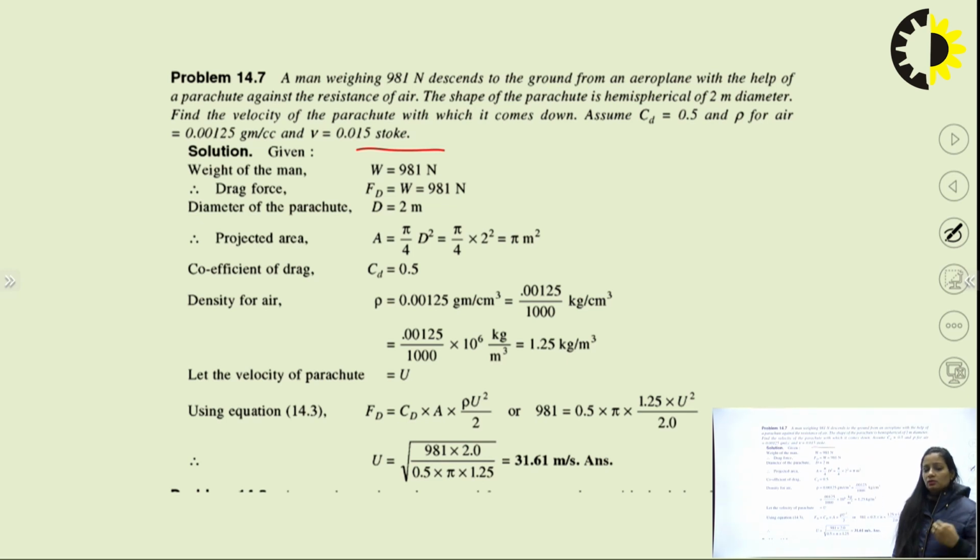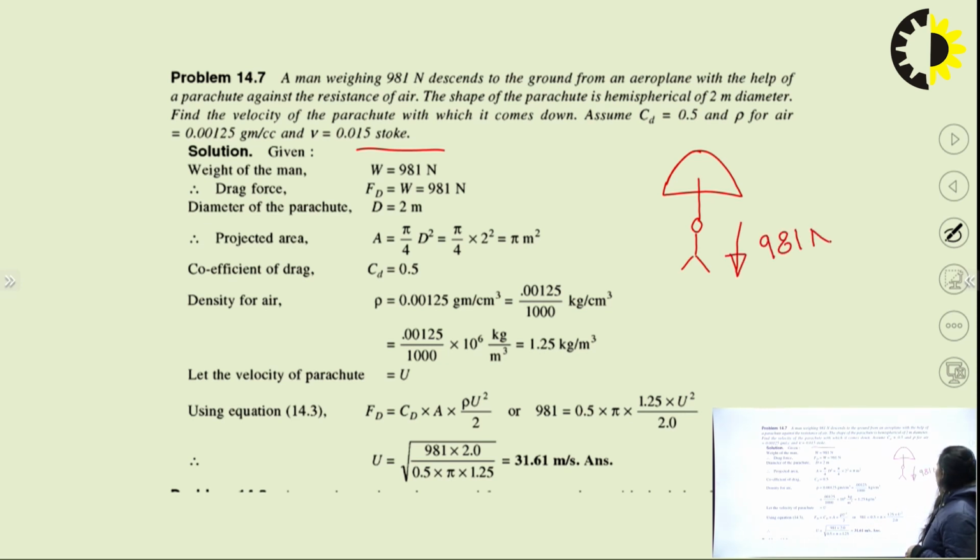Just for an example, say this is a parachute and a particular man is coming down with this weight. The weight of that man is 981 Newton. Whatever the weight is, that weight will be equal to the drag force applied by wind. So you can take W equal to FD, which will be equal to 981 Newton.